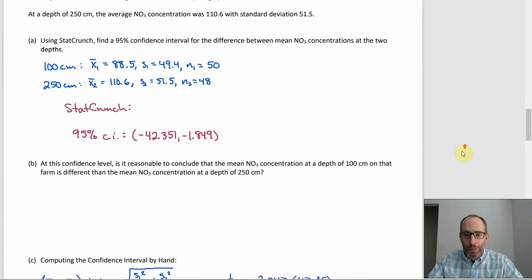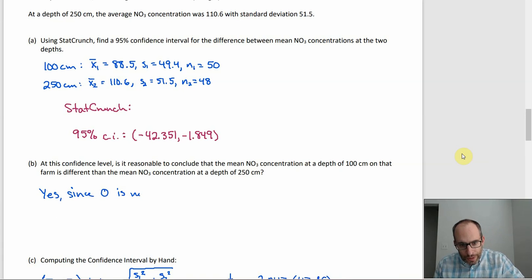Well, the number that would basically equate to the means being the same would be 0, right? Because if it's the difference of means, if you get 0, then you'd say they must have been the same. So 0 is not in that interval because the whole interval is negative if both endpoints are negative. So this one would be yes, it's reasonable to conclude that there's a difference since 0 is not in the interval. So we can say yes, since 0 is not contained in the confidence interval.